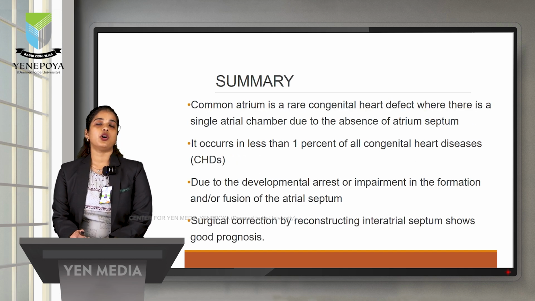To summarize, common atrium is a rare congenital heart defect where there is a single atrial chamber due to the absence of the atrial septum, and it occurs in less than 1% of all congenital heart diseases. It mainly occurs due to developmental arrest or impairment in the formation and or fusion of the atrial septum. Surgical correction by reconstructing the entire interatrial septum shows good prognosis.